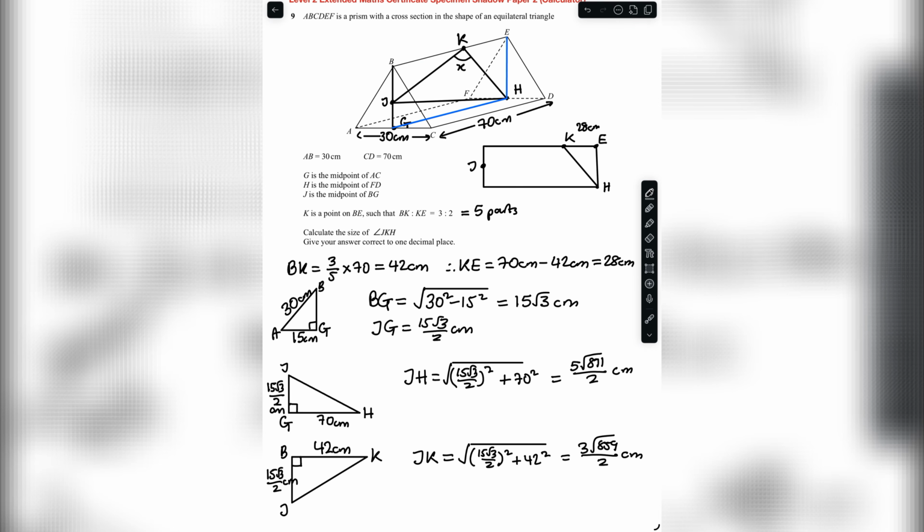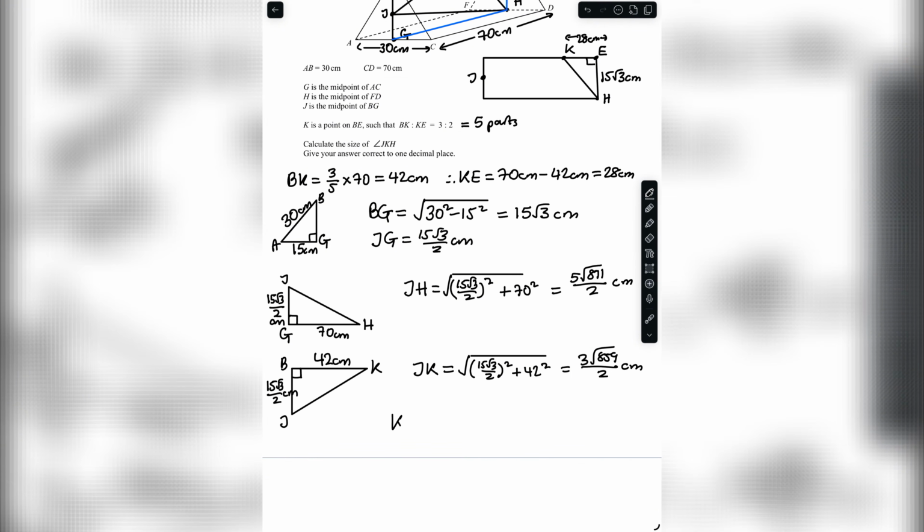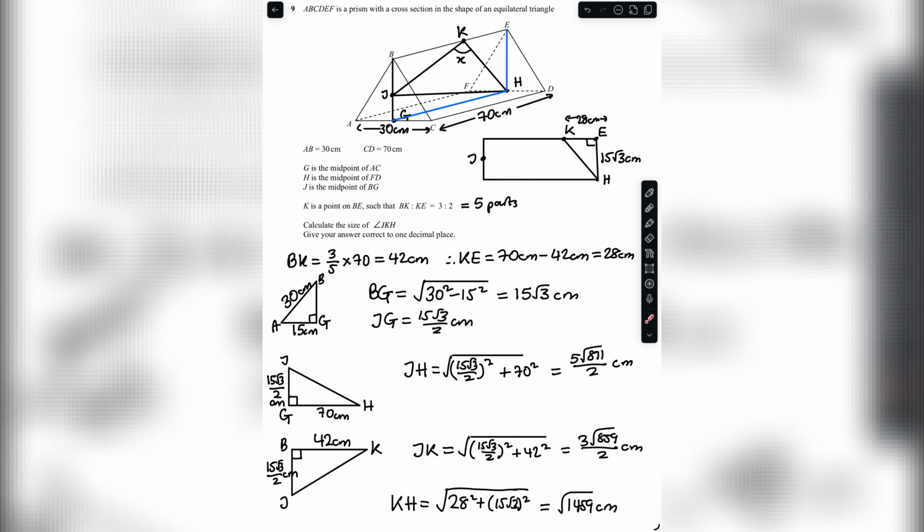So we know that this length here is 28 centimeters. We also know that the length EH is the same as the length BG, which is 15√3 centimeters, and triangle KEH is a right angle triangle. So KH can be determined using Pythagoras' theorem, which will be 28 squared plus 15√3 squared, all square rooted, and that equals √1459 centimeters.